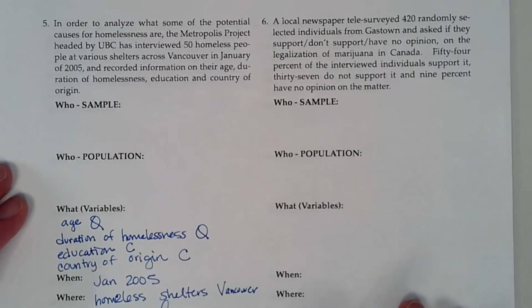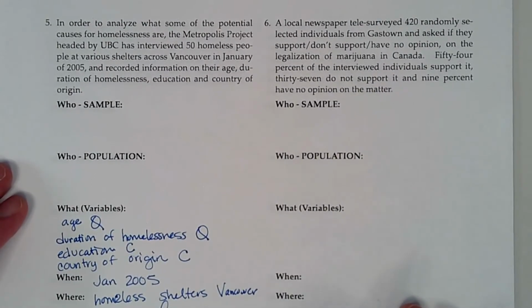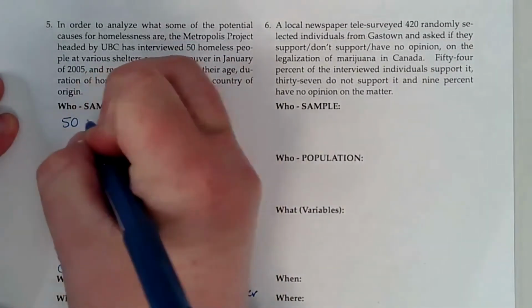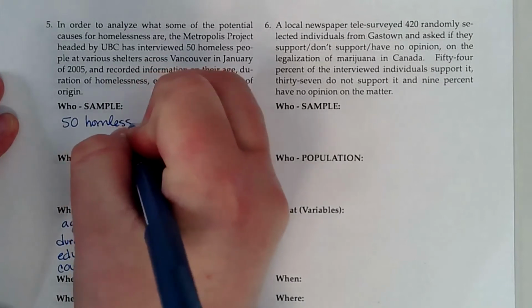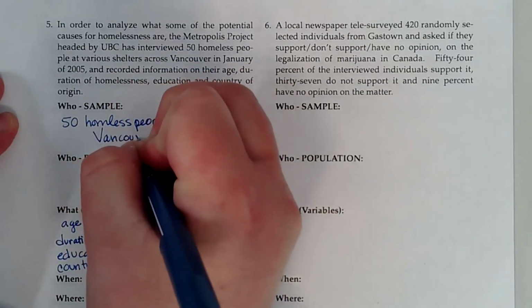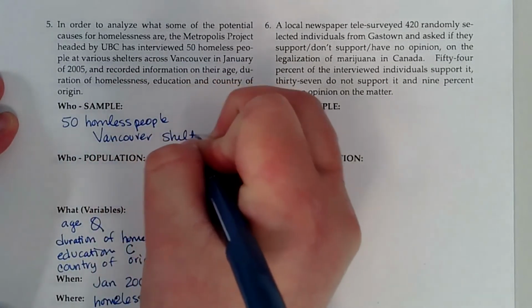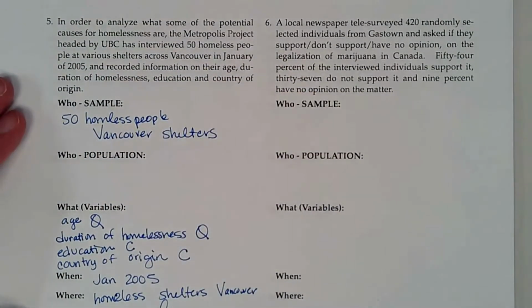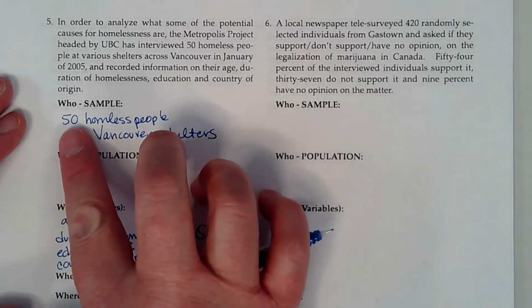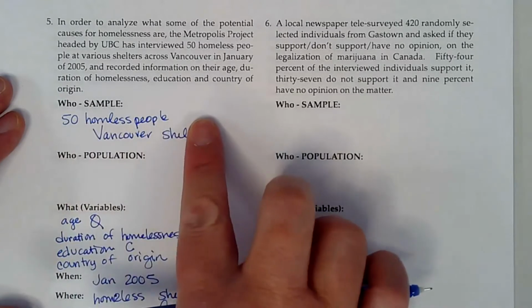All right, so the WHO, the sample and the population, says they interviewed 50 homeless people. We'll put 50 homeless people here. And I'm going to add this Vancouver shelters. So the number is important. Your sample should always tell you how many people were in it.